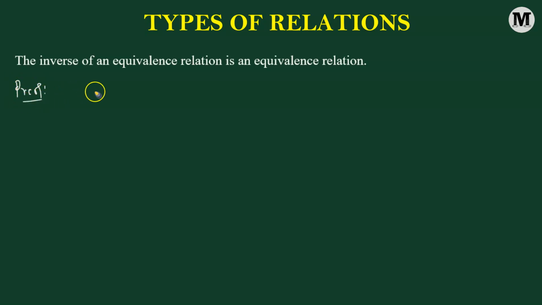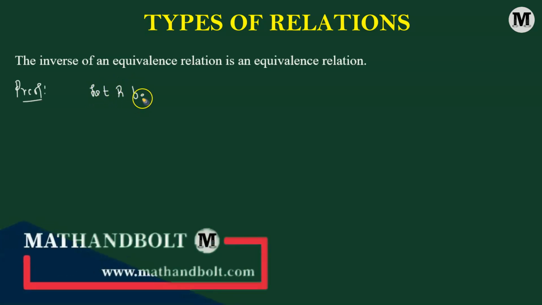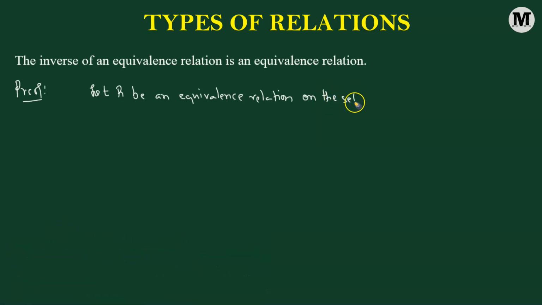For this, we're going to begin by considering a relation R, which is an equivalence relation. So let R be an equivalence relation on the set A. In other words, what we are saying here is that R is a subset of the Cartesian product of the set A with itself. Now, what does it mean when we say a relation is an equivalence relation?